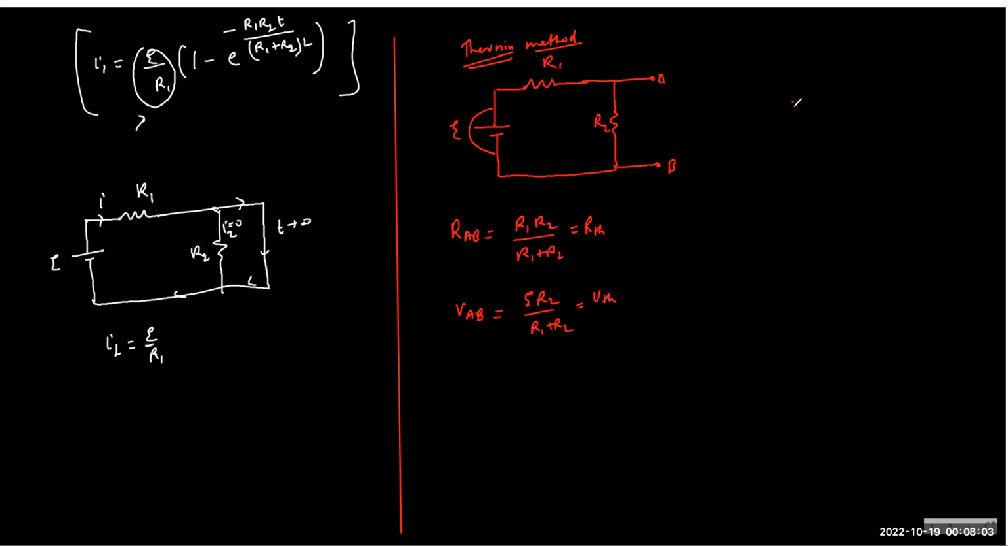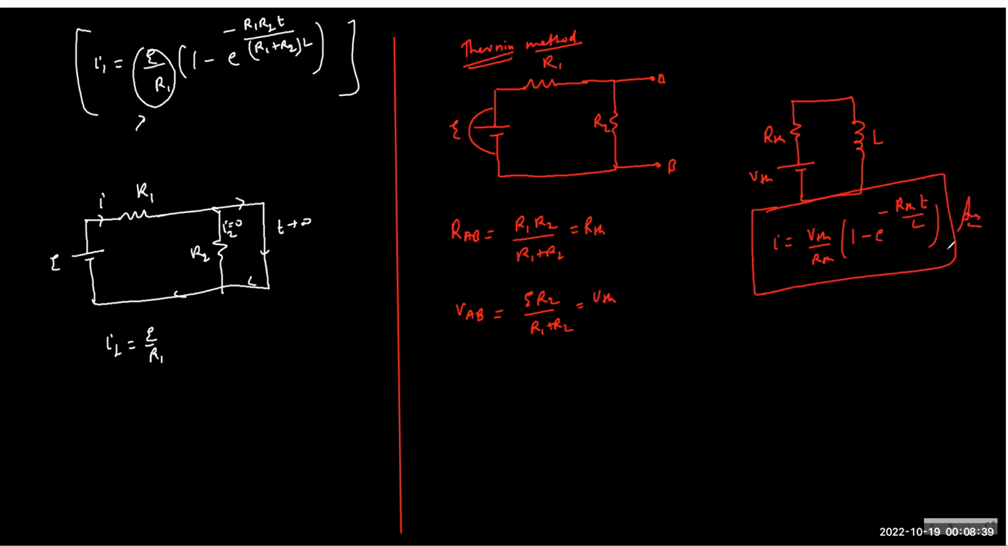So you can think of R_TH and V_TH. And now this is the question that we have solved so far, called the typical LR circuit. And we know the answer, it is E by R minus E by R times e to the power minus Rt by L. So you can substitute V_TH and R_TH and you get the answer. This is good. Yes, sir.